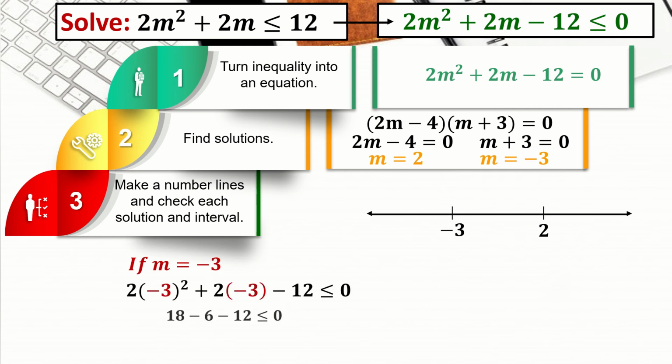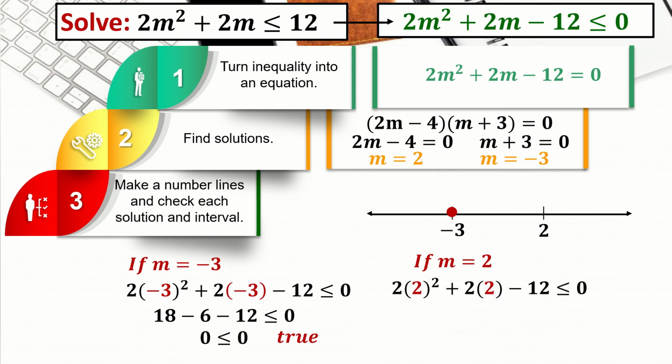So, m is equal to negative 3. Let's substitute. We have 18 minus 6 minus 12 is less than or equal to 0. So, we have 0 is less than or equal to 0, and that is true. So that is a closed circle. On the other side, m is equal to 2. Substitute. We'll have 8 plus 4 minus 12 is less than or equal to 0. Then we have 0 is less than or equal to 0, and that is also true. Meaning to say, we have a closed circle here because 2 is a part of the solution.